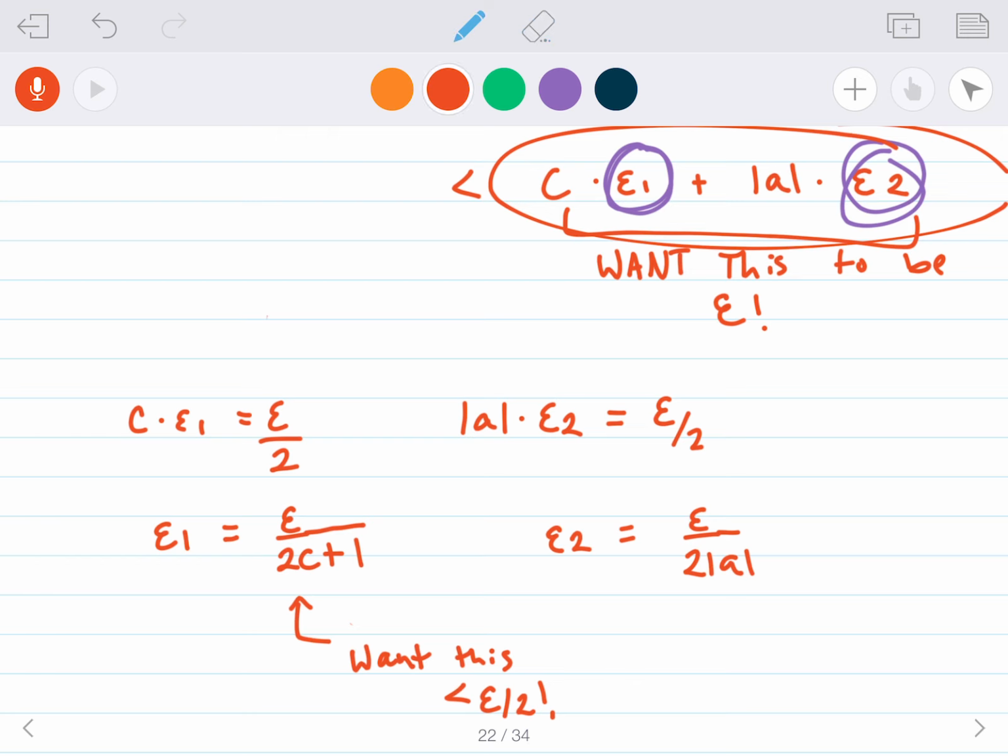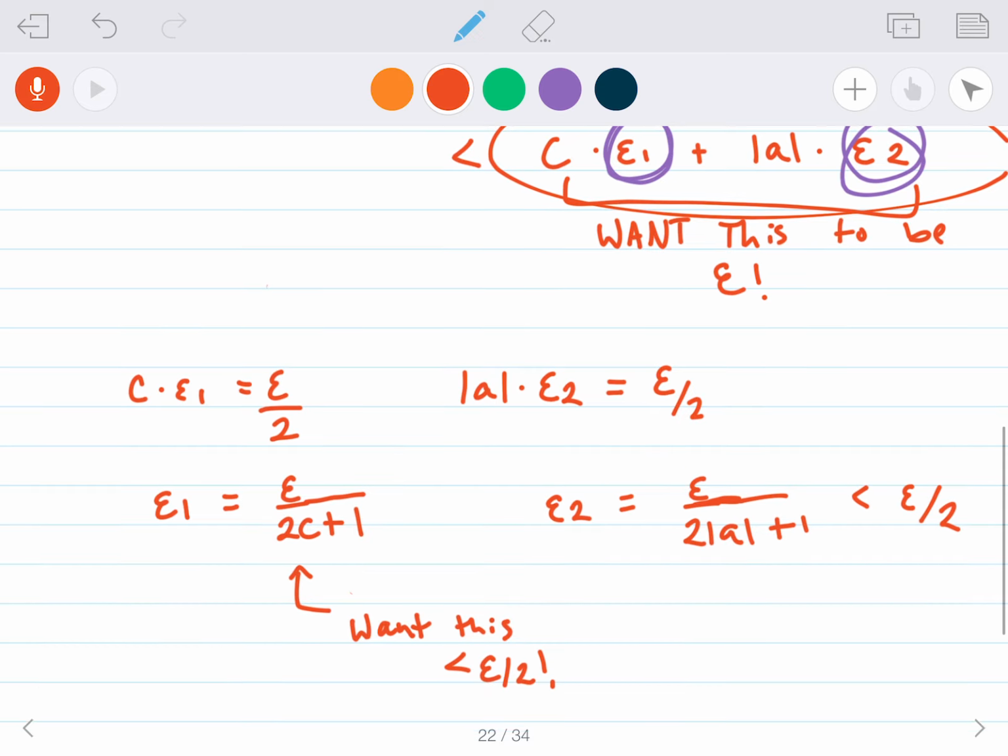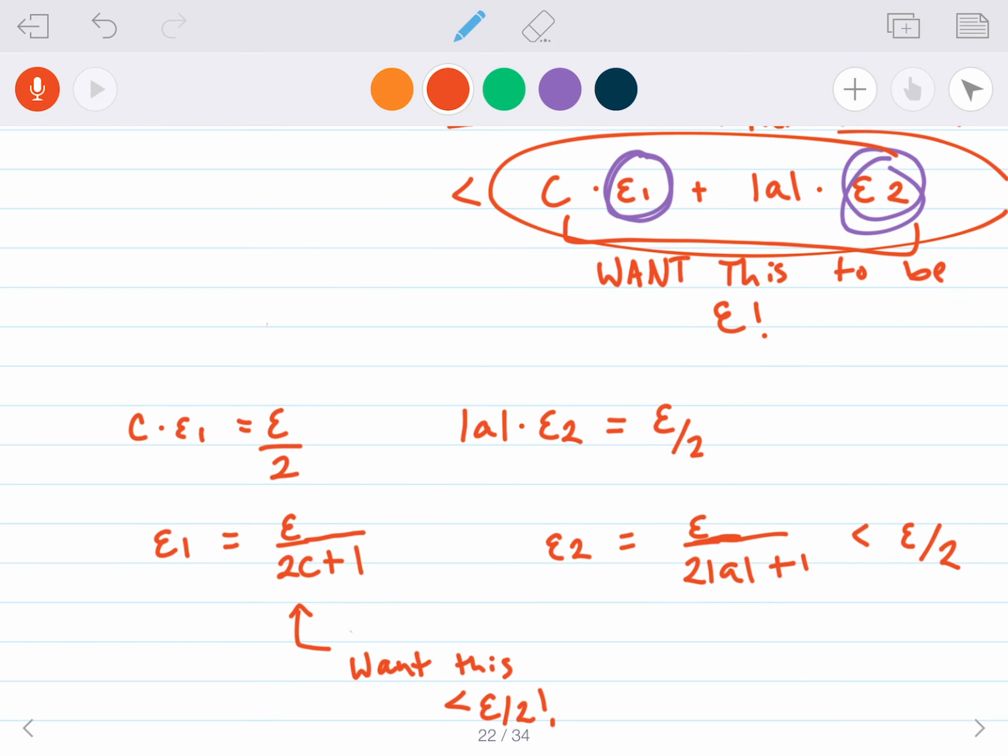And the same thing over here. You don't want to have an issue with your denominator being 0, so I can add 1 to this and ensure that this is less than epsilon over 2. And so in any case, we're going to have this guy.